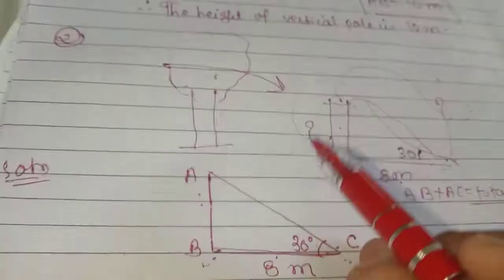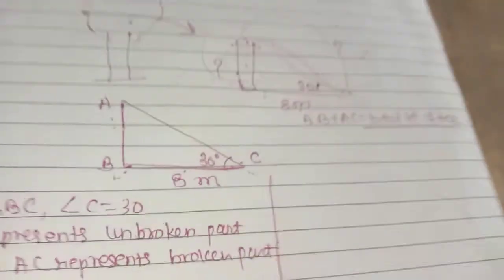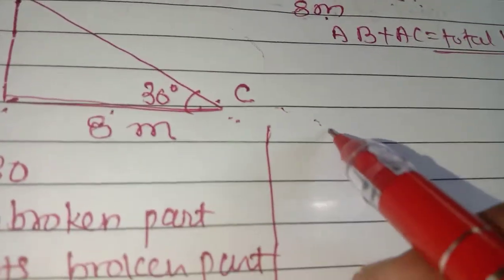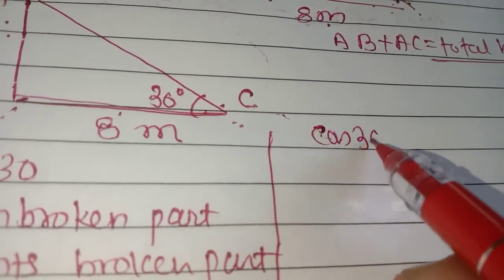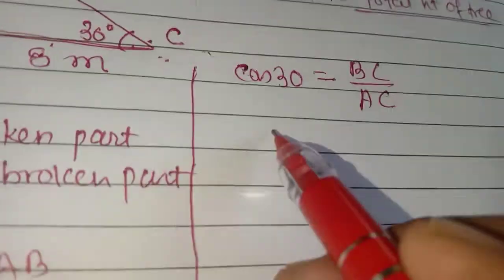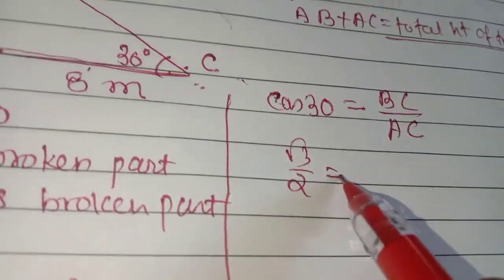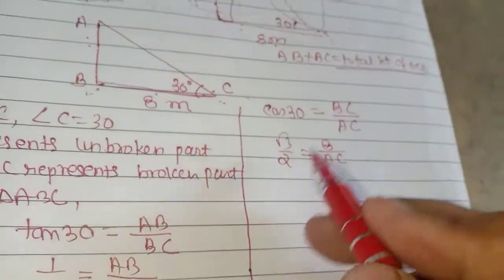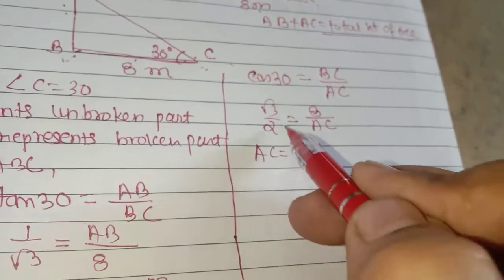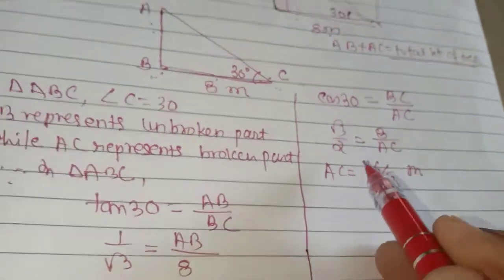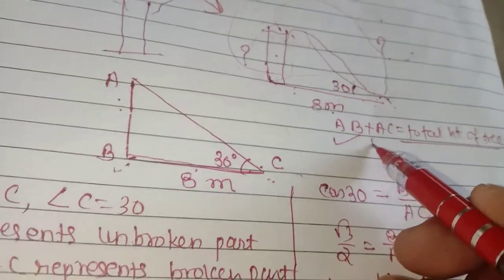Now I will go for AC. So for AC what do I need? I need cos 30. Cos 30 is what? BC upon AC. So cos 30 is root 3 by 2. It is 8 by AC. So AC is 16 by root 3. So we got the length of AB and AC.